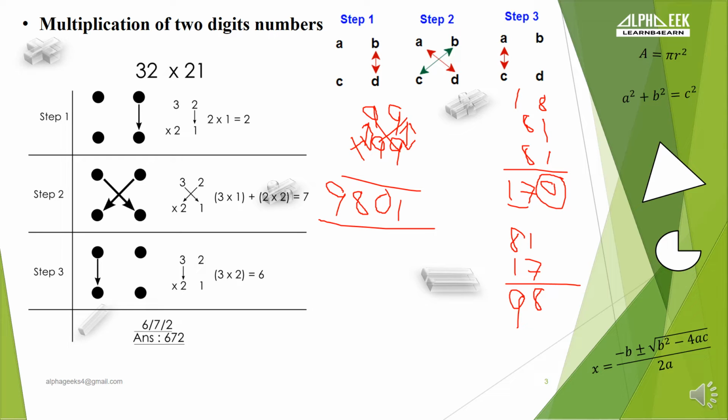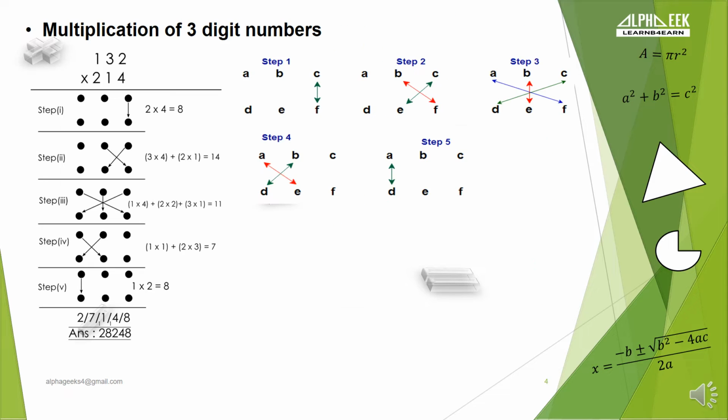Now we'll move forward to multiplication of 3-digit numbers. I'm sorry, multiplication with 3-digit numbers. Now we have learned how to multiply 2-digit numbers in a faster and more accurate way. Same way we can calculate the multiplication of 3-digit numbers. Now your A, B, C are the digits of the first number, and D, E, F are the digits of the second number. So the same procedure goes in a 5-stepped method.